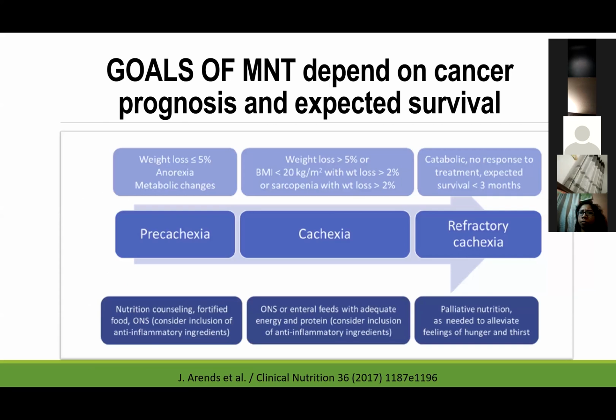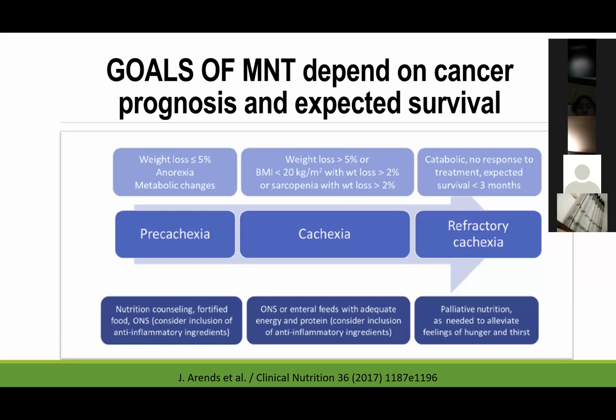When we look at the goals of medical nutrition therapy on cancer prognosis and expected survival, these are new guidelines released from the European Society of Parenteral and Enteral Nutrition. They have indicated 3 stages: pre-cachexia, cachexia, and refractory cachexia.